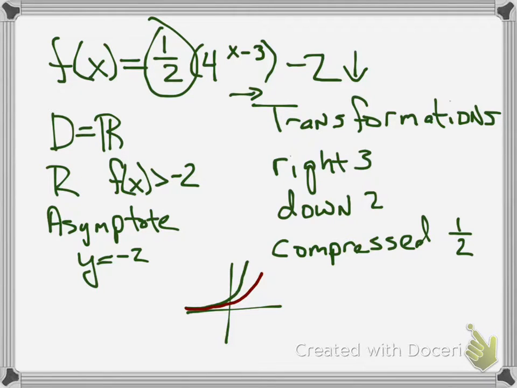Now, transformations: you already see that I've said right 3, down 2, and compress. Notice the green is what would be a normal exponential function. Compress lowers the part that's going up and flattens it out a bit. That's what it means to be compressed. Okay, so I wanted you all to see that. Whew, I've covered a lot here and I've taken quite a few minutes.